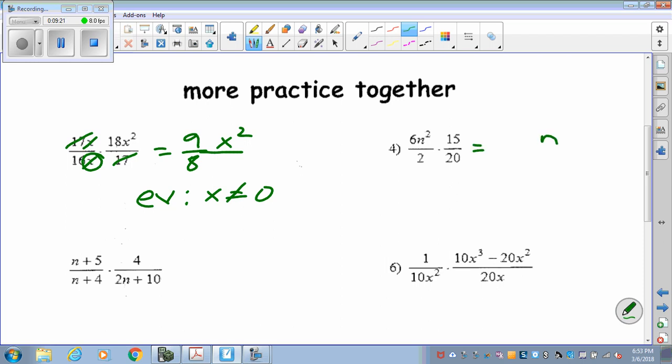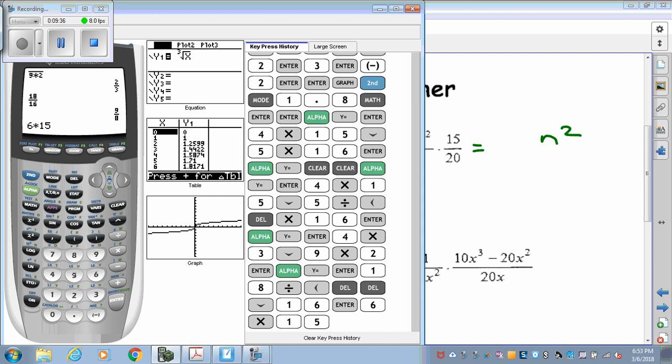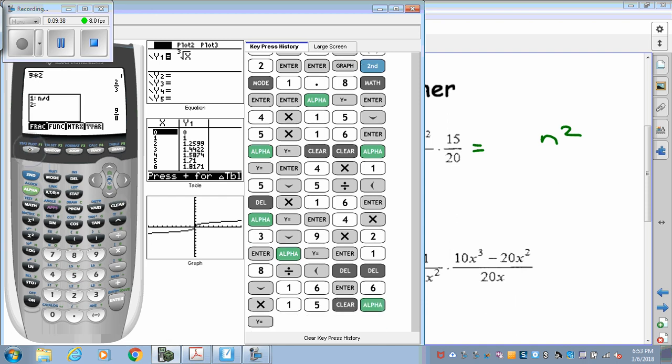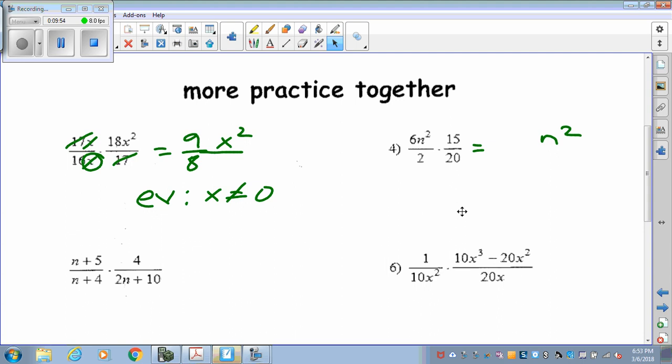All right. So I'm going to have basically n squared. And then I'll just do the numbers. 6 times 15 all over 2 times 20. And I get 9/4. And so you can see how this works with variables and numbers the same way.